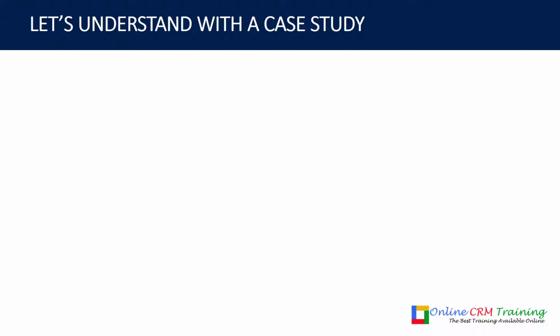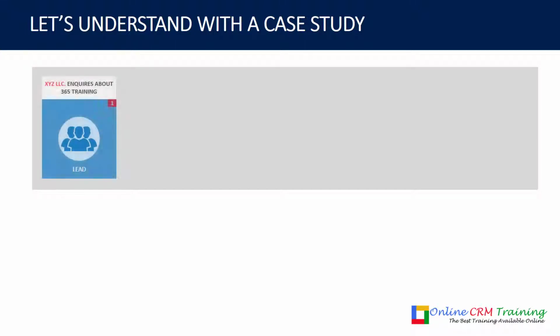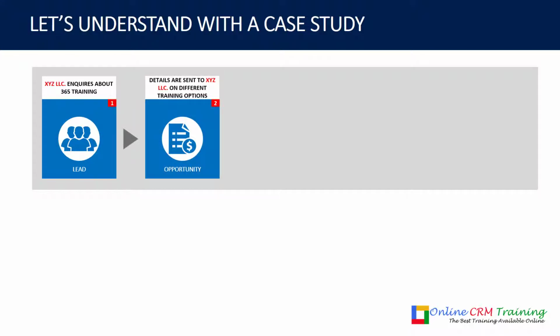So now let's understand this with a case study. So the first step is lead. In this case, we are taking an example of XYZ LLC, right? They inquire about 365 training, which is like Dynamics 365 training. So they just inquired, right? So that becomes your lead. And then the details are sent to XYZ LLC on different training options, right? What are the training options available? Based on that, you qualify that because the prospect has shown interest in your training services. So it's a qualified lead.